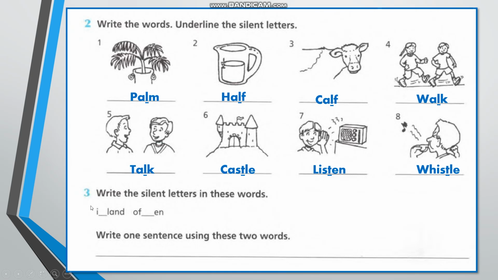Now we have the last exercise 3. Write the silent letters in these words. We have here the word island. In island we have a silent S, and we have the word often, in which we have a silent T. Write one sentence using these two words.